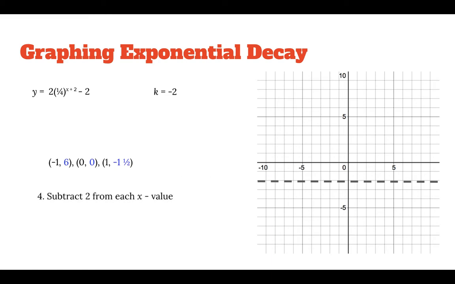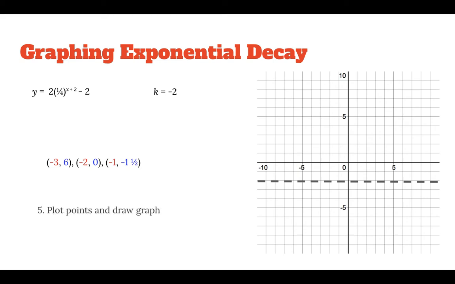Step 4, subtract 2 from each of my x values. Where am I getting that from? The exponent. Always the opposite, so the opposite of +2 is -2. I subtract 2 from my x values. I have my final 3 ordered pairs: (-3, 6), (-2, 0), (-1, -1.5). The last step is to plot them and draw the graph.